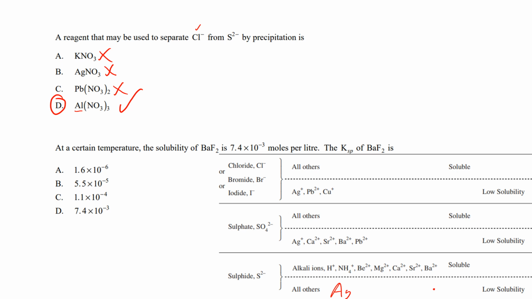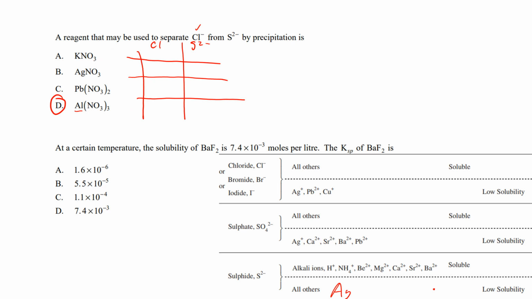Okay. So if you were to make a table of this one right here, like Cl and S2 minus, how it would look is like this. No precipitate, no precipitate. Precipitate, precipitate. Pb, precipitate, precipitate. No precipitate, precipitate. This is the only one right here that has different things. Okay, so that's your answer.